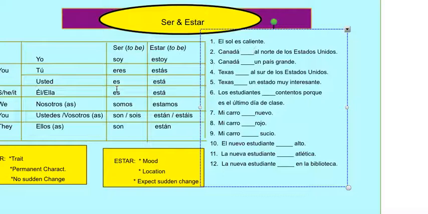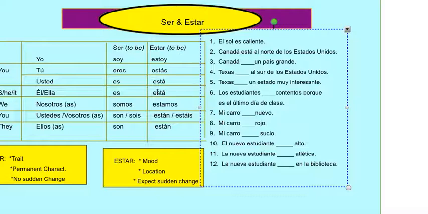Number two, Canada is at the north of the United States. Well, location. Location, estar. Entonces Canadá está al norte de los Estados Unidos.